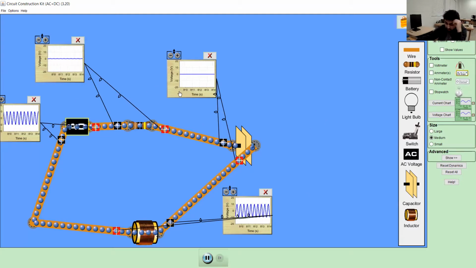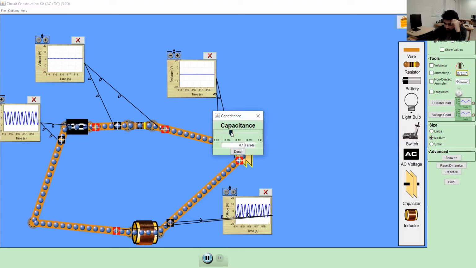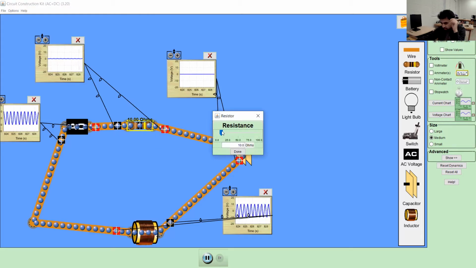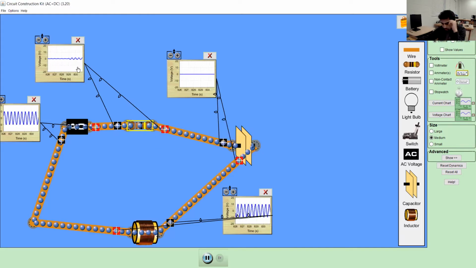Right, and you'll get something like this. And obviously you need to change stuff, change capacitance, for example. Does something happen? Change resistance maybe. Okay, something is happening. Maybe the capacitor is not. All right, so you need to probably play around with it a little bit. That's giving you some values.